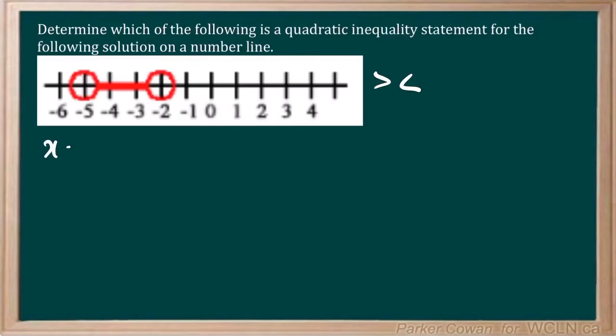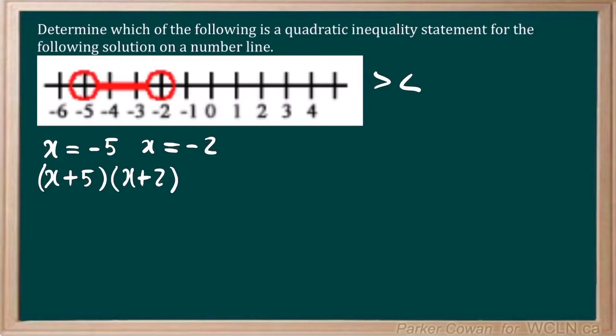So we have x equals -5, and we have x equals -2. So if we're working in reverse here, typically we would say we basically add this -5 to the other side, which will give us x plus 5. And our other root, -2, becomes x plus 2. Now what we want to do is FOIL these out, right?